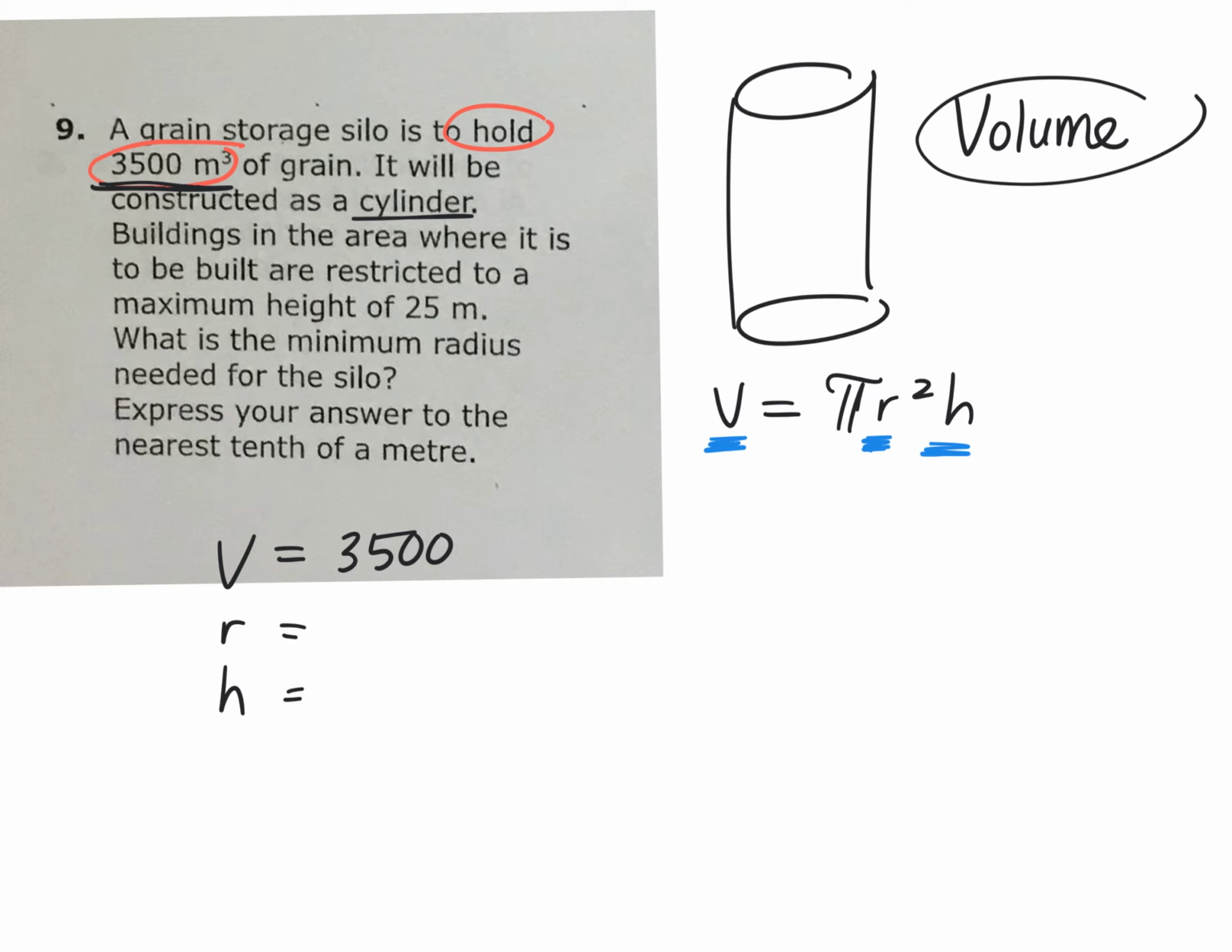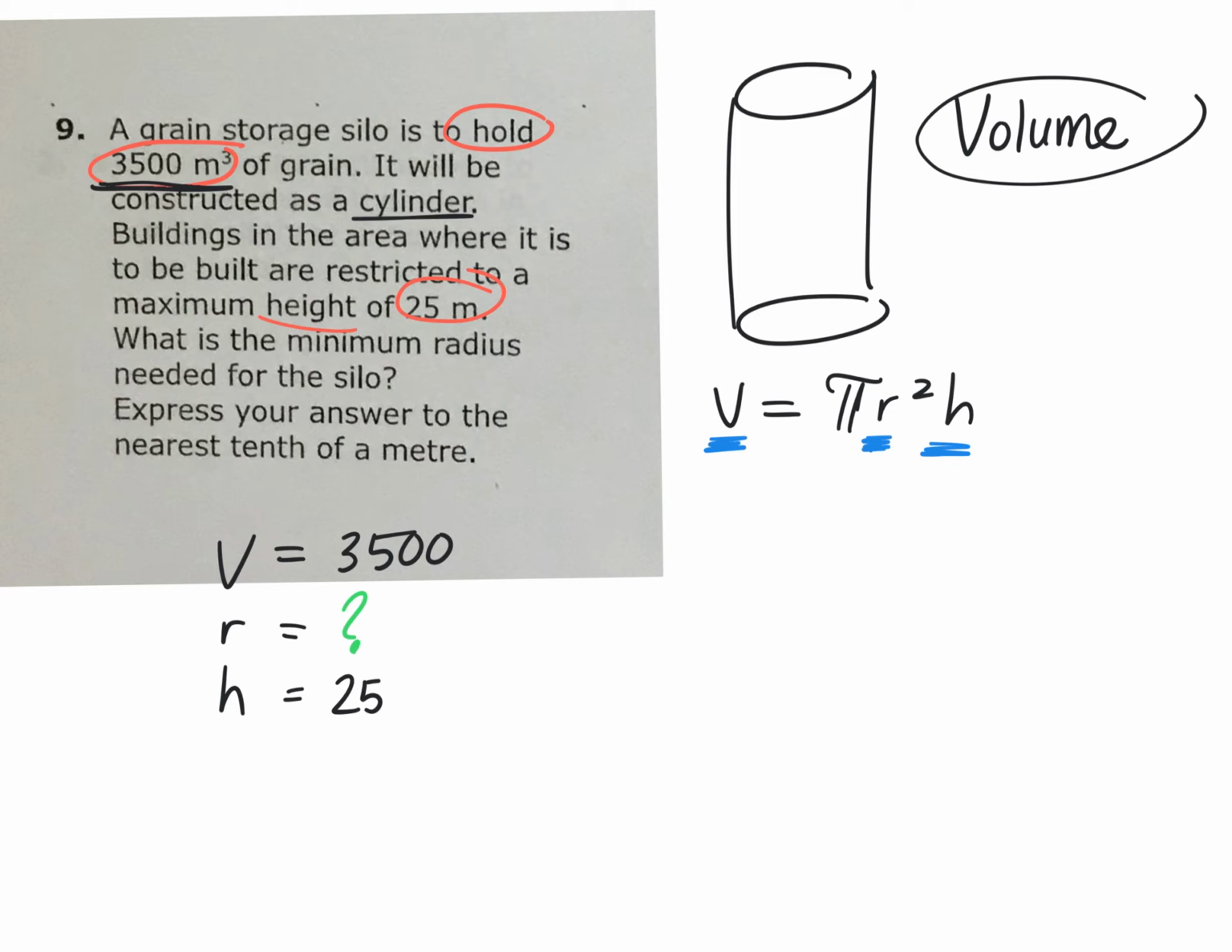Do we know any other information that was given in this question? What else do they tell us? There's a number here. What does that represent? The height. So let's put 25 for h. What don't we know in this question? We don't know the radius. So we're actually working backwards this time. Instead of just punching in numbers and calculating the volume, we actually have to go backwards, and we're going to end up dividing, yes, because we're trying to find the radius.